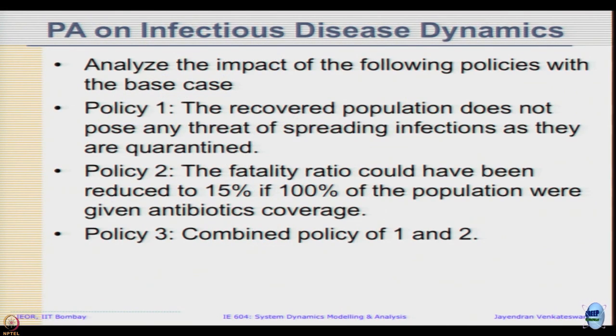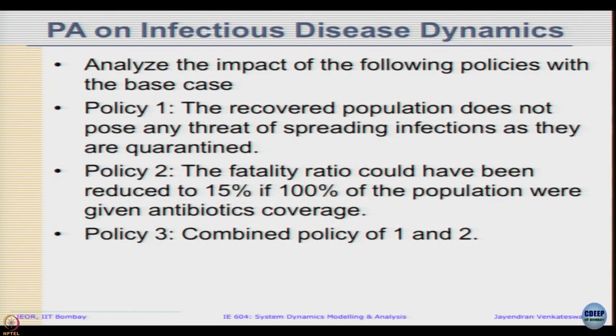Let us do policy analysis on the same model. Analyze the impact of the following policies with the base case. Policy 1: recovered population does not pose any threat of spreading infected disease as they are quarantined. Once they recover, they leave the place or something, or they got immune so much that they are not spreading disease anymore. Once you got the disease, there are so many antibodies in you that you are not spreading the disease. That is a policy.